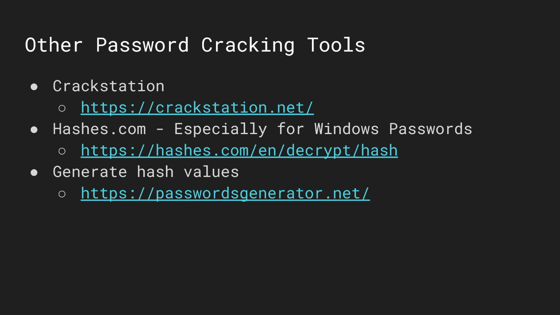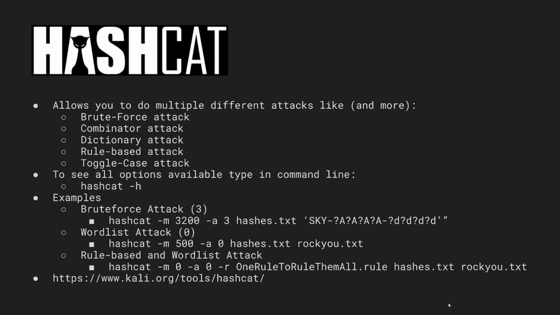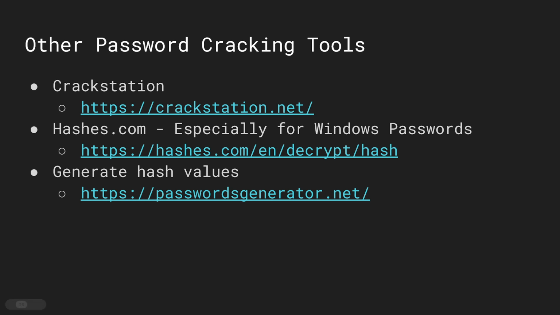There are a lot of other password cracking tools too, like CrackStation, hashes.com, or passwordsgenerator.net. These can help you generate hashes or determine what hash you're looking at. Like, let me just scroll back up here. You shouldn't ever be expected to recognize at a glance that this is a PDF password hash, Acrobat 10-11. There are tools online where you can plug these hashes in and it will let you know what format the hash is in, which can help you run your attack using John or Hashcat against that particular hash.